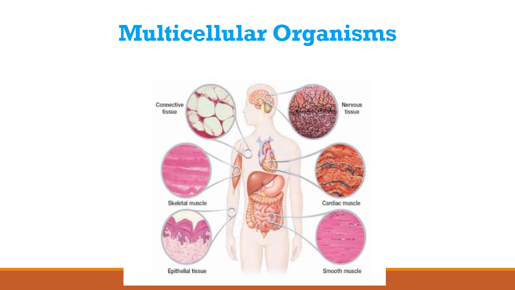Multicellular, this is the figure of human body. There are so many cells and a group of cells is known as tissue, like connective tissues, nervous tissues, skeletal muscles, cardiac muscles, and epithelial tissue, smooth muscles.